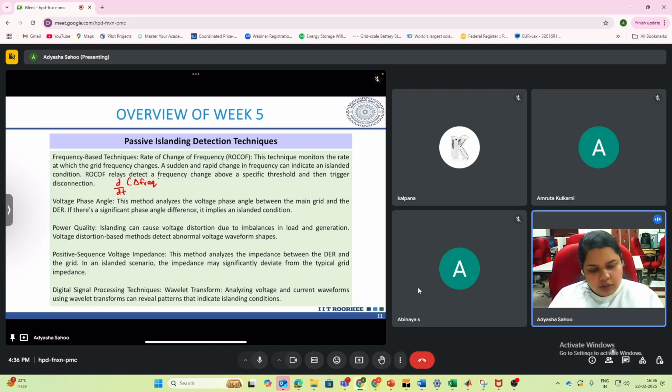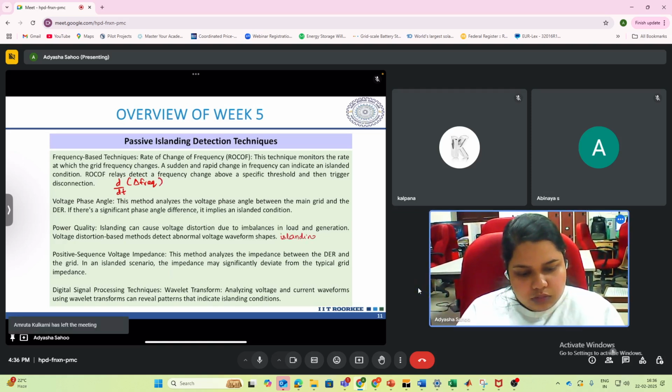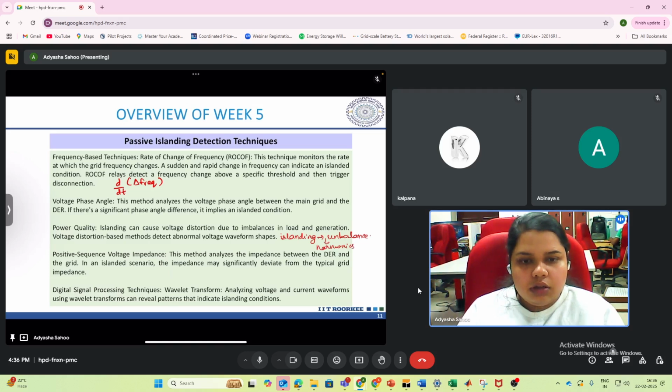Basically, whenever there is islanding, it will lead to unbalance, and this unbalanced nature will lead to harmonics, and basically it will affect the power quality. With the islanding, what will happen? These harmonics will be more prominent in the waveforms of the voltage and current.